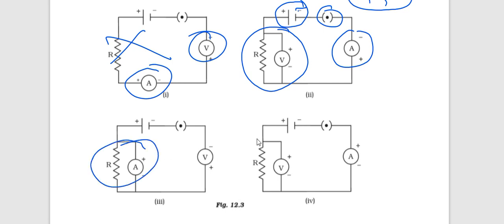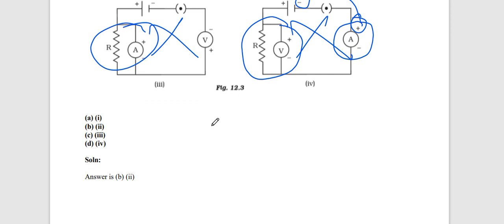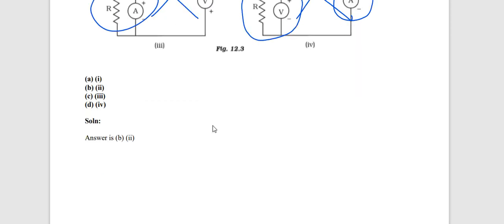Here the ammeter is parallel to the resistance, it is wrong. Here the resistance and voltmeter are connected in parallel, and the ammeter is connected here. Here is the negative sign and here is the positive sign, so it is also wrong. We go through option 2. Now A is not, B equal to 2 is the answer, and C is not, D is not.